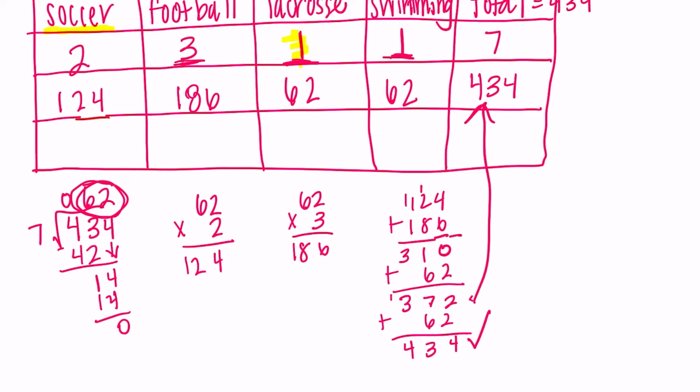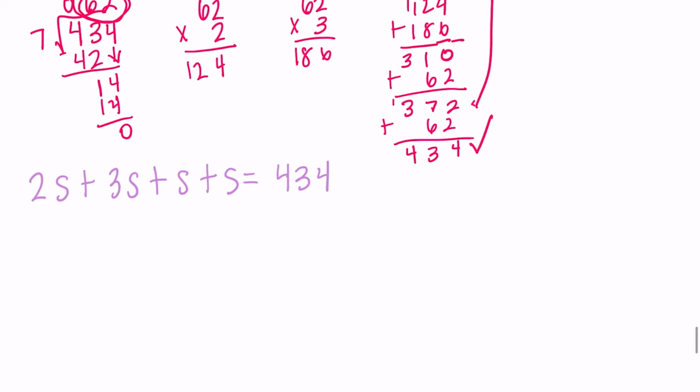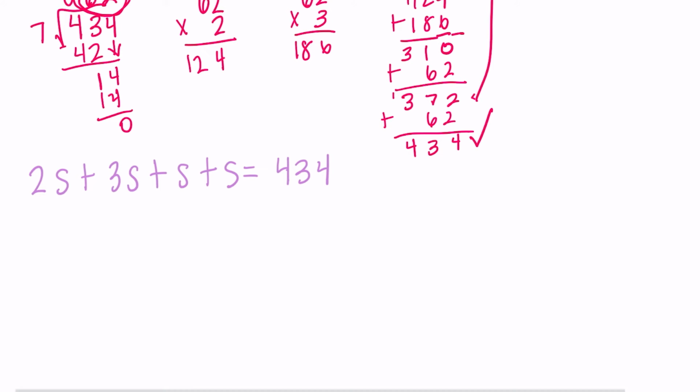Now, if we wanted to do this algebraically, what we could do is use these numbers here that we found. So we can say 2S, and I'm going to use S to represent the students. So 2S plus 3S plus S plus S is equal to 434. We could put 1S and 1S, but if it's 1, you don't need it. And then 2S plus 3S plus S plus S is 7S equals 434. And then we would divide.